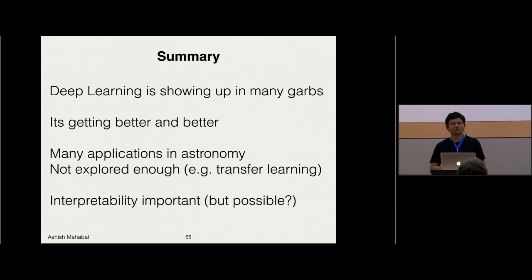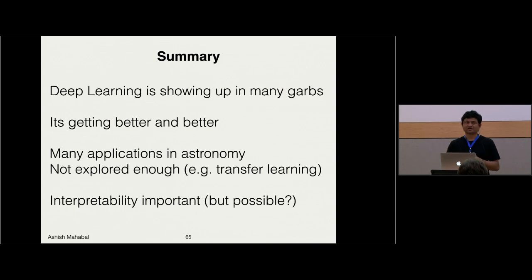So I'm going to leave you with this summary: deep learning is showing up in many, many different garbs. It's getting better and better, again for the reasons I told you about: computers, libraries, computing in the cloud, and so on. There are many applications already out there in astronomy, but it's still not been explored enough. There are many more possibilities out there, especially things like transfer learning, with all the different data sets that are out there. Most groups use only a limited number of data sets. Many times if you run a survey, you tend to use more of that and ignore many other surveys. Thankfully, that is changing now.